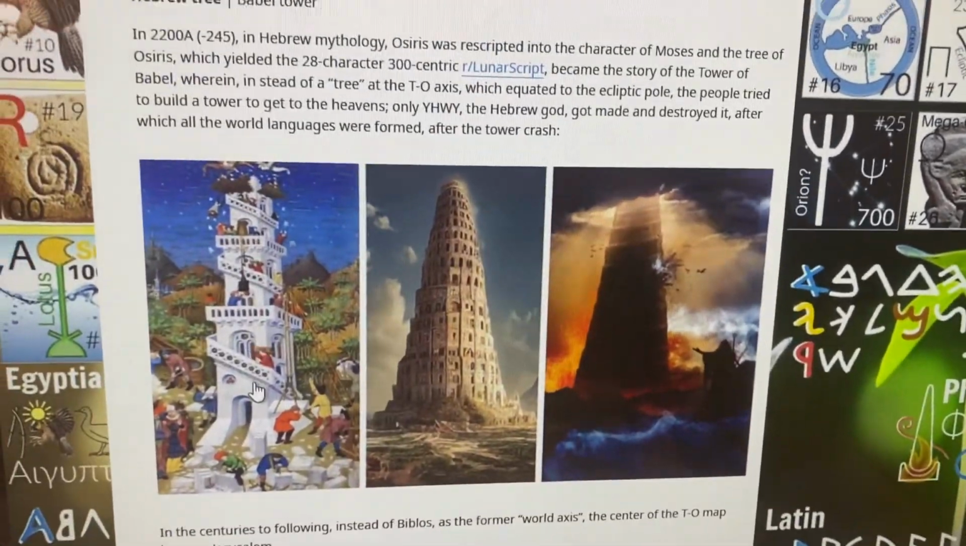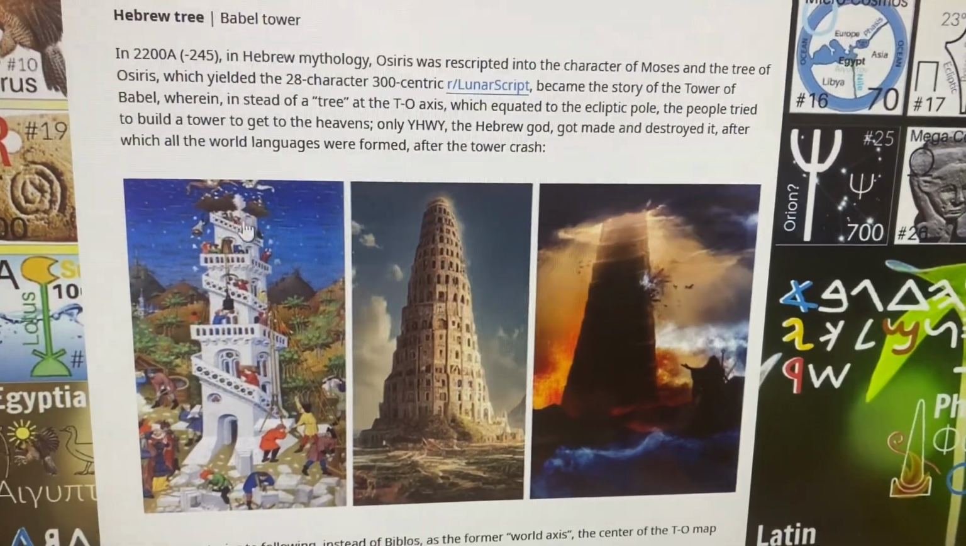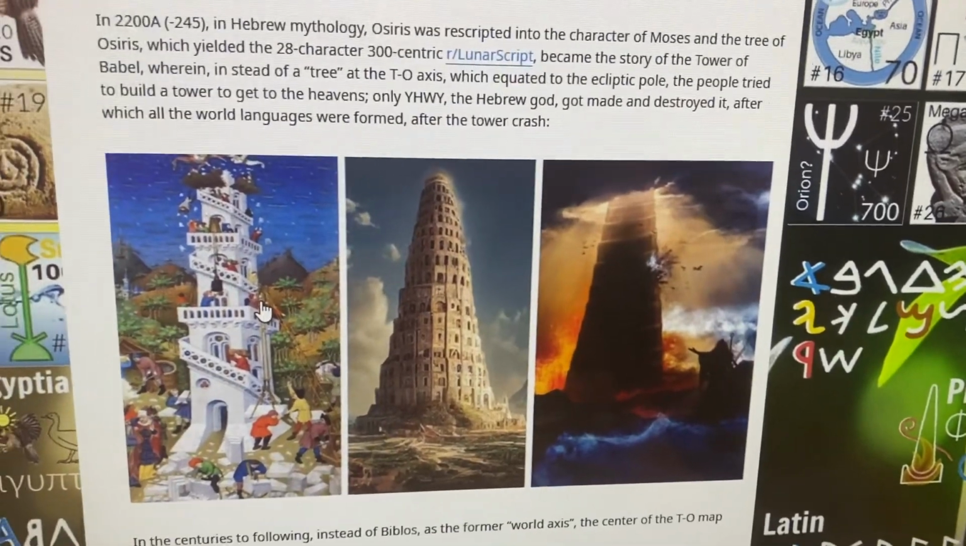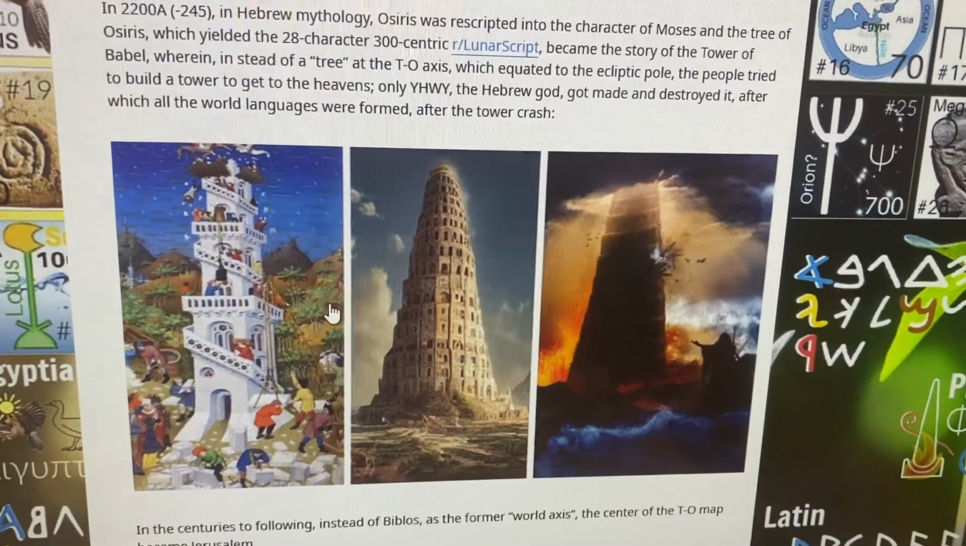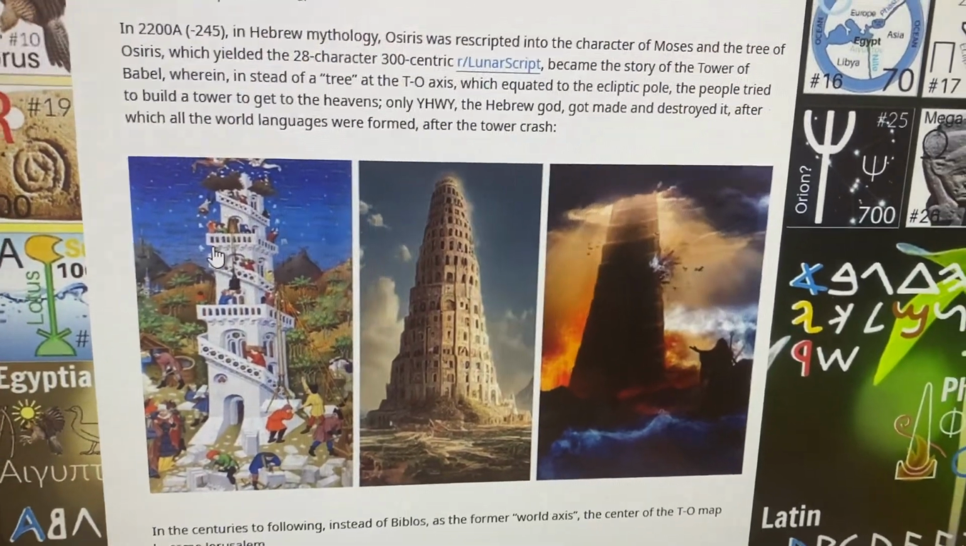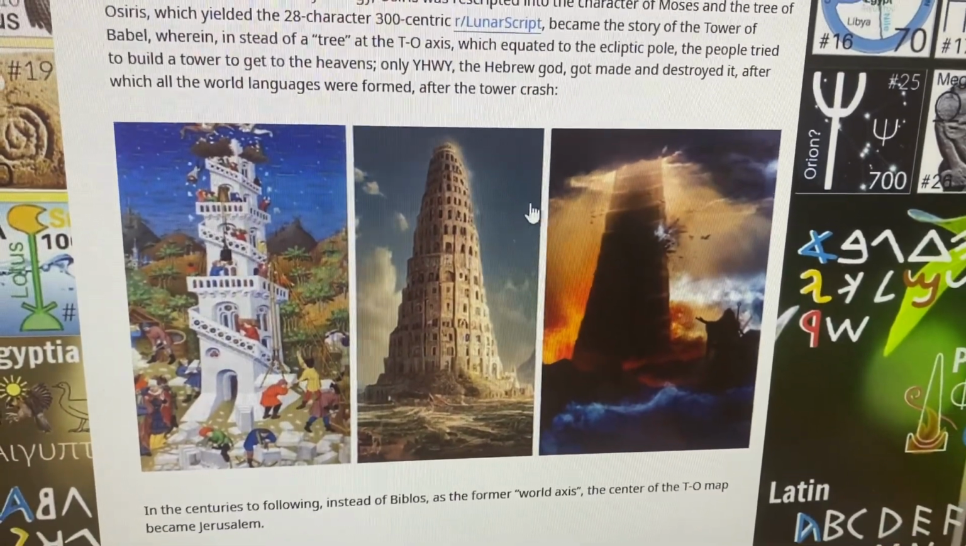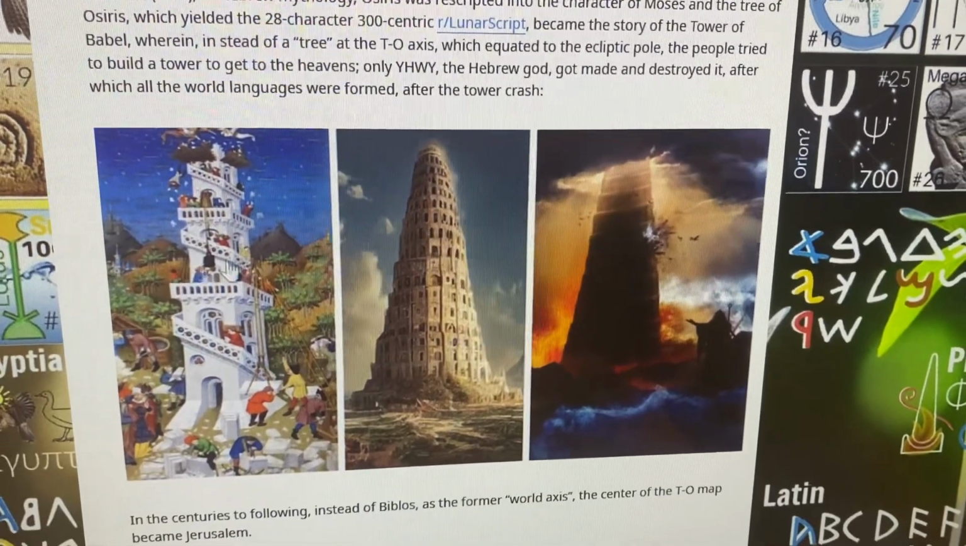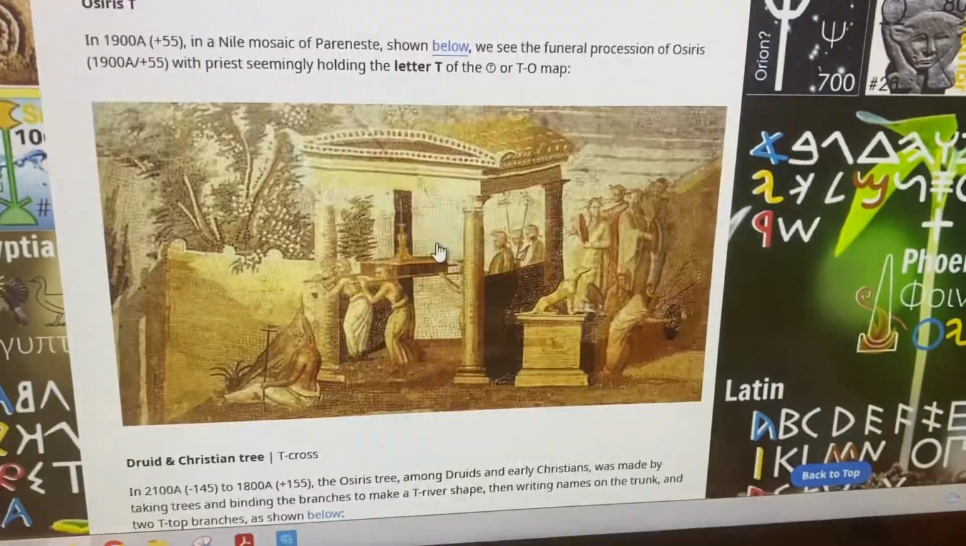Hebrew tree is the story of Byblos, where they tried to build, instead of a tree, they tried to make everything monotheistic and get away with the tree story, and instead they invented the Tower of Babel, where they tried to reach to the sky. God destroys it, and this is where the languages came from.